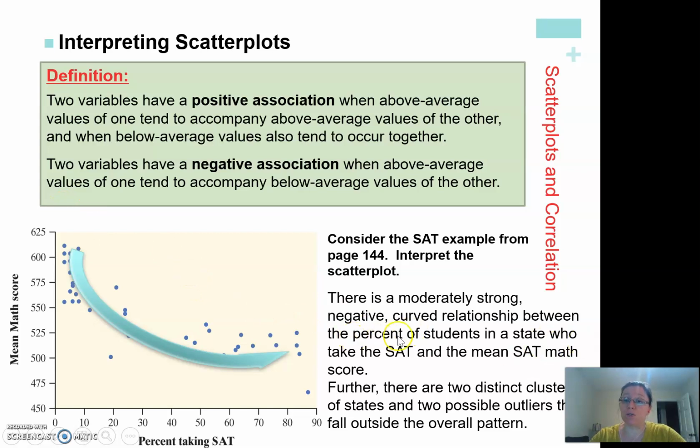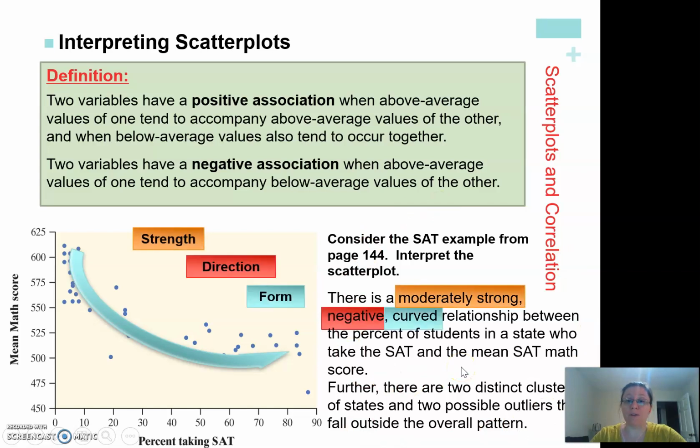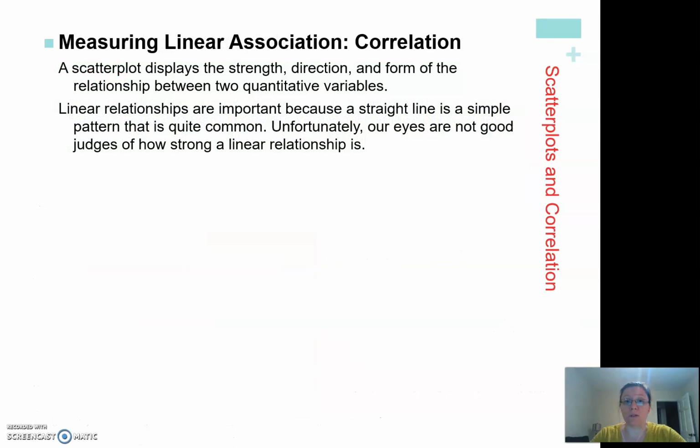Relationship between, and you have to name this, this is your context, right? Between the students in the state who take SAT and the mean SAT math score. Further, there are two distinct clusters of states and two possible outliers that fall outside the pattern. So this is what your description will look like. You have to talk about strength, direction, form, and if there are any outliers, you want to make sure you mention those.